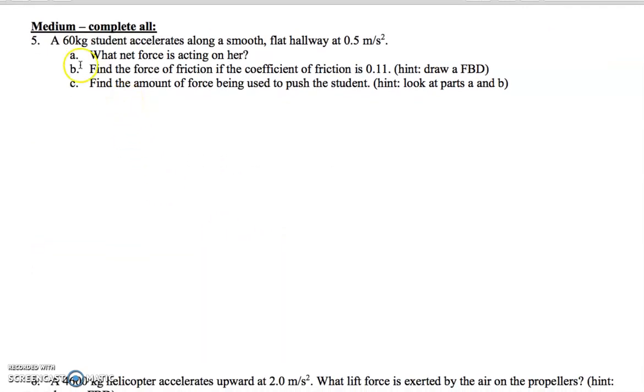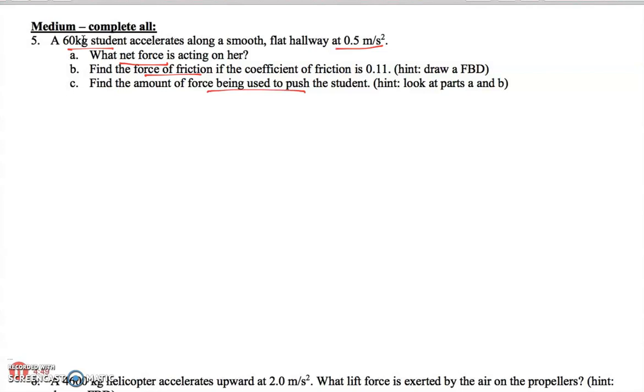And so this first medium level problem, I'm going to start setting up for us. Just like the other one, I first take a moment and read. It says a 60 kilogram student accelerates along a smooth, flat hallway at 0.5 meters per second squared. What is the net force acting on her? Okay, find the force of friction. Amount of force being used to push the student.